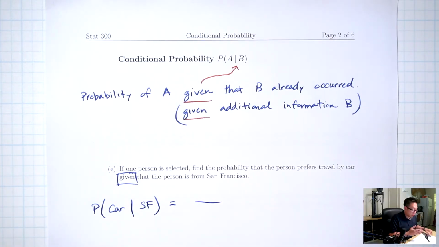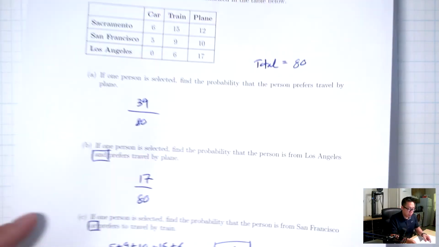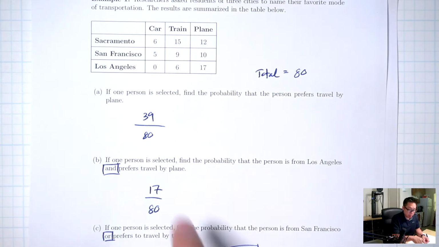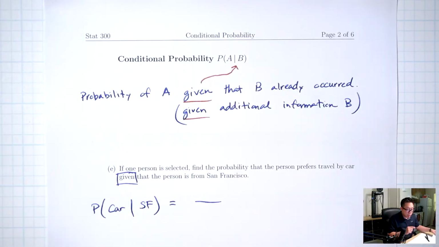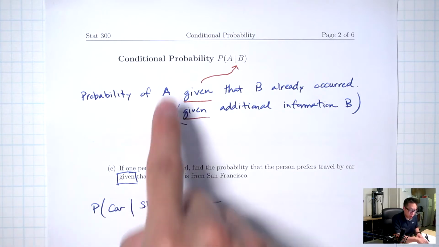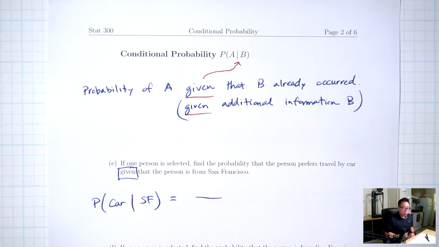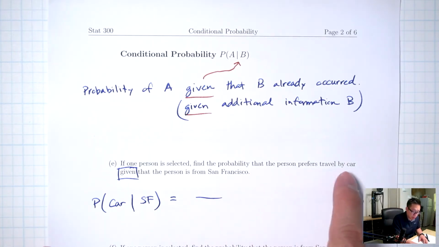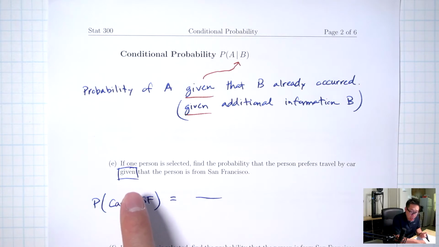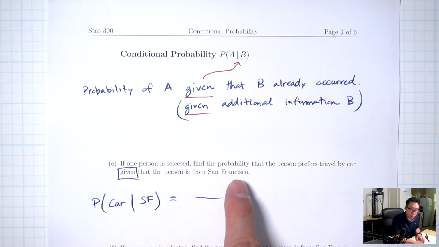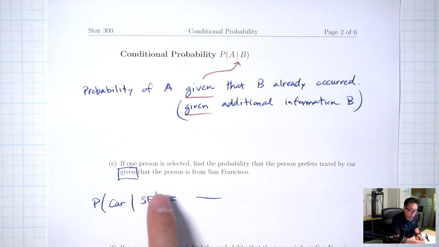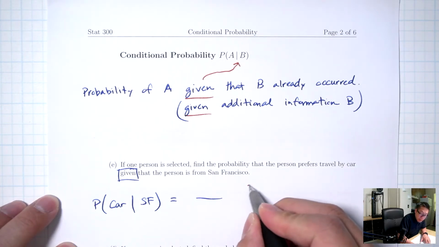And the way you compute this, so let me back up a bit. Every question we've looked at so far, the bottom has been everybody, right? The bottom has always been the total. So anytime you see the word given and you're working with conditional probability, the bottom is not going to be the total anymore. So we're looking for probability that the person prefers travel by car, given that we have additional information that the person is from San Francisco. Because we have additional information that the person is from San Francisco, we're just going to focus on the San Francisco numbers for the top and the bottom.